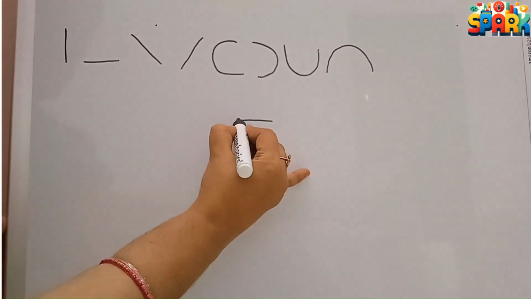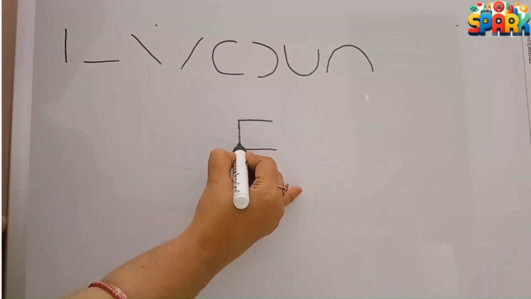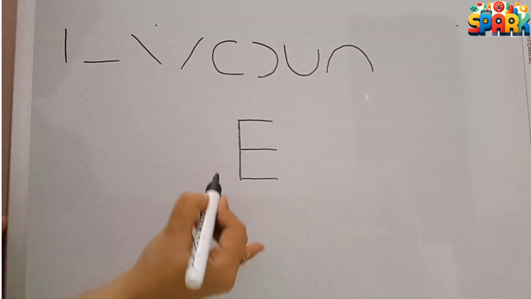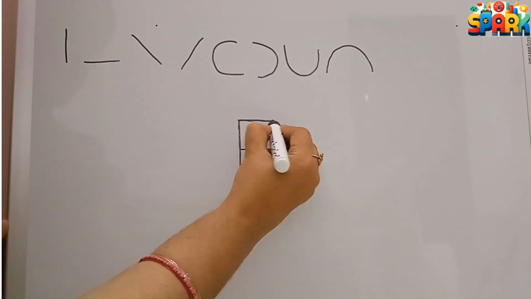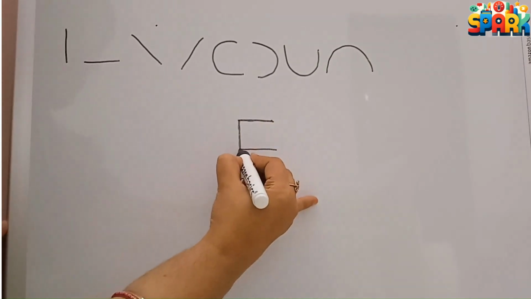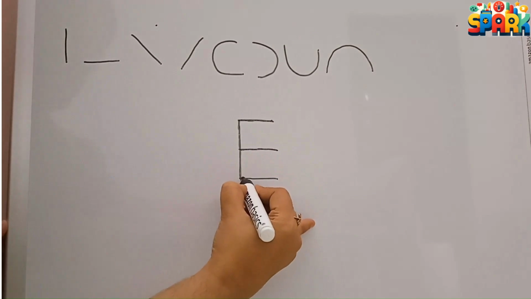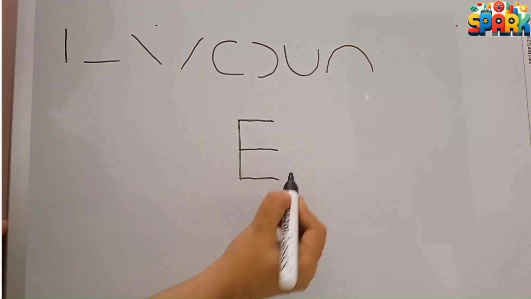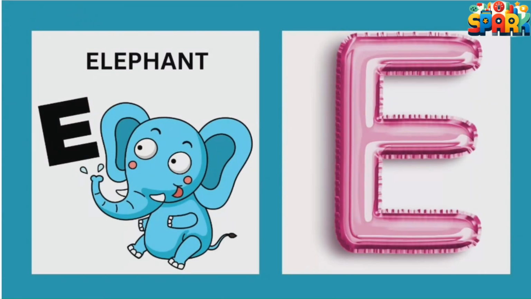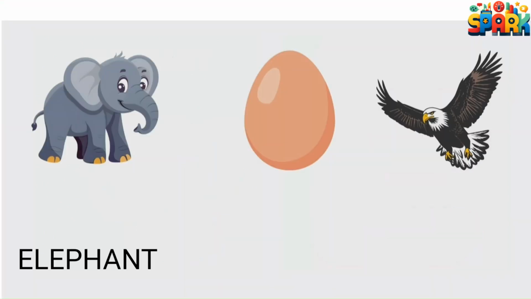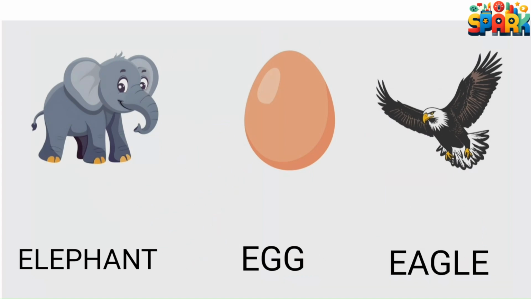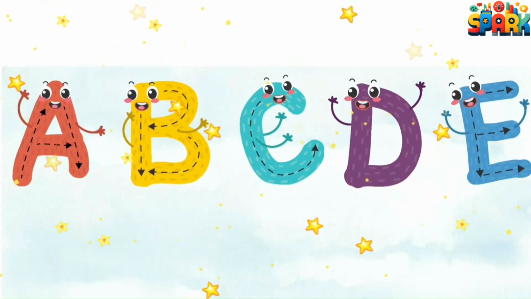It's E. Let's trace it one more time. Trace it slowly, children. It's very easy to trace E. Now it's your time, children. Take your pencil and paper and trace the letter E. Now I will tell you 3 words that start with E. Elephant, egg, eagle. Wow, we have traced A, B, C, D and E.